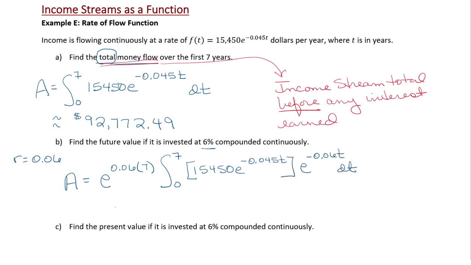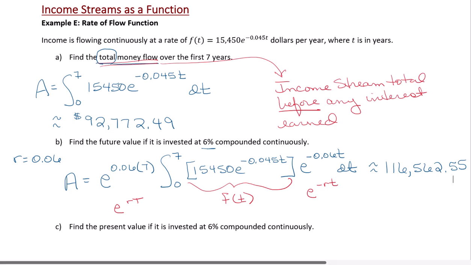Let's make sure we understand what all of these parts are. This is e to the R capital T. This piece here is our income stream function. And this is our e to the negative RT. So we've done this before. It just looks different because now we have an entire function for our f of t. Put all this in our calculator and we get approximately $116,562.55. So part A was without interest earned, just pretty much how much money we put in there. And part B is with interest.